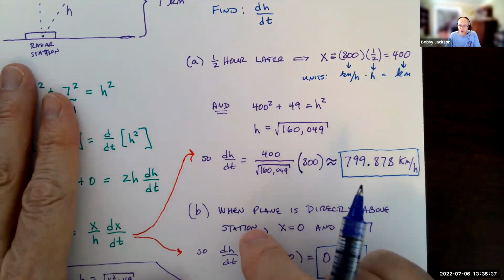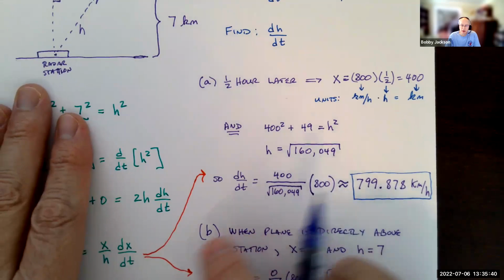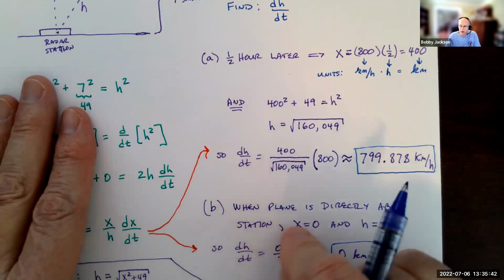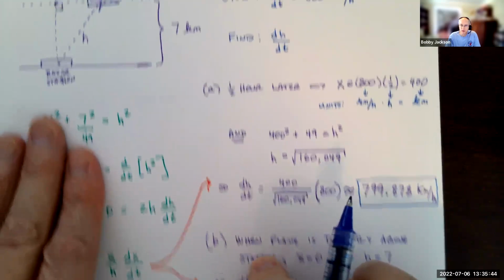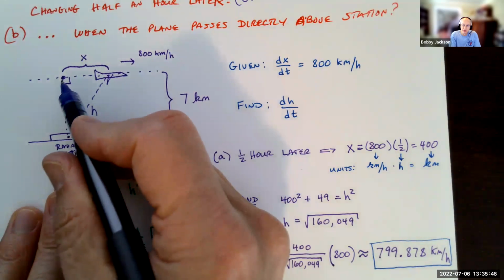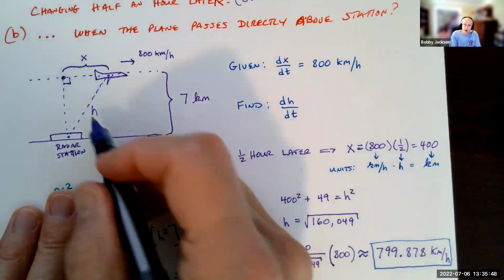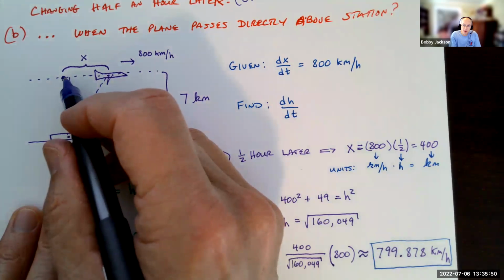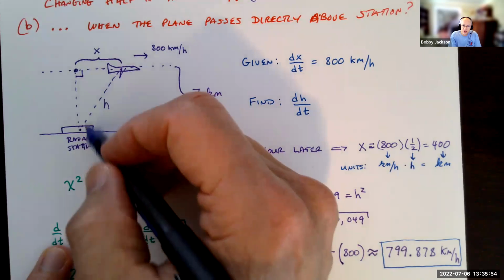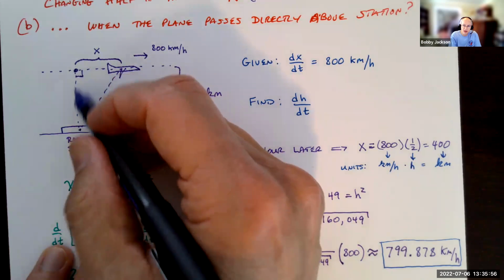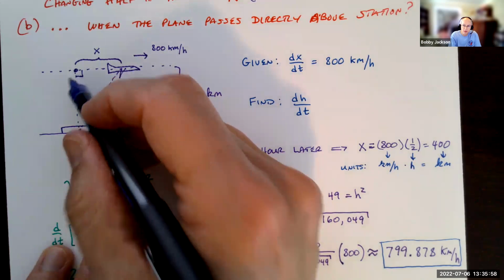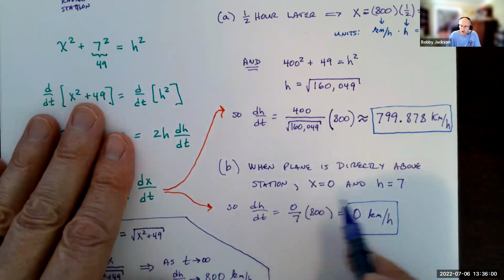Part B says, what's the rate of change of the distance between the plane and the radar station when the plane is directly above the station? Well, if it's directly above the station, we go back half an hour earlier, x is obviously 0. And h at that point is just the altitude, which is 7 kilometers. So x is 0, h is 7.